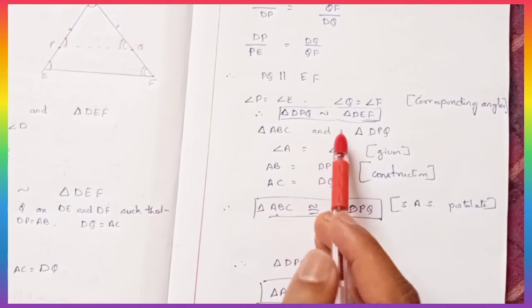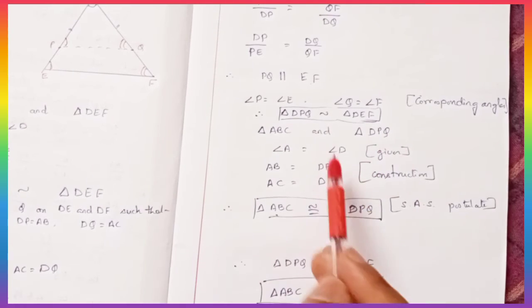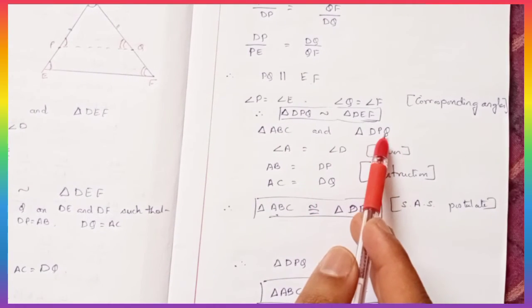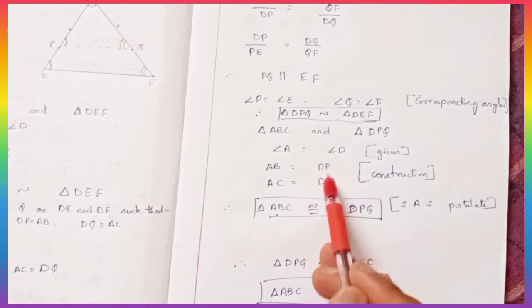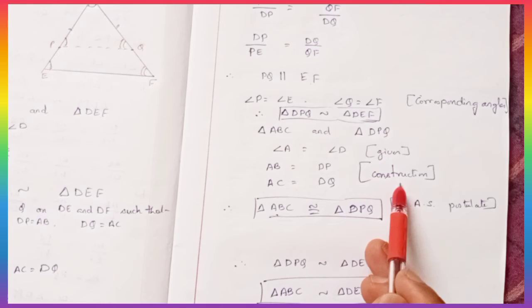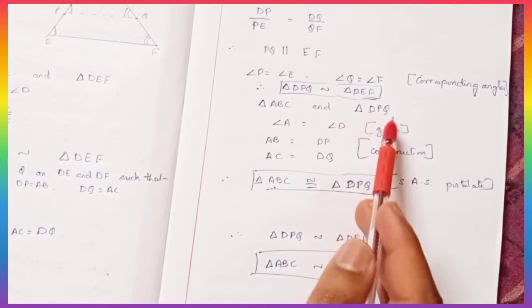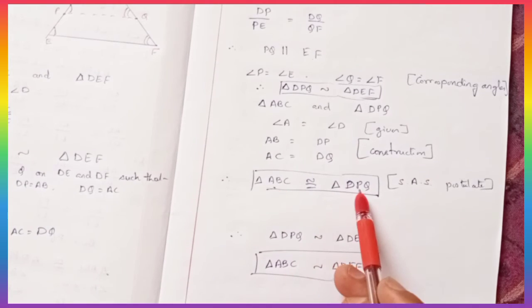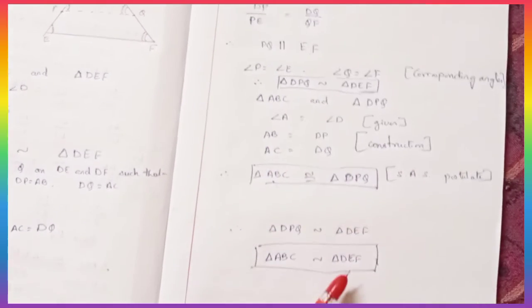Now we need to prove that the triangle ABC and the constructed triangle DPQ are congruent. So we are considering those two triangles. Angle A is equal to angle D, that is given, and AB is equal to DP, AC is equal to DQ. This is done by the construction. Therefore, three elements are equal to the corresponding three elements of another triangle. Therefore, these two triangles are congruent to one another by SAS postulate, two sides and one angle.